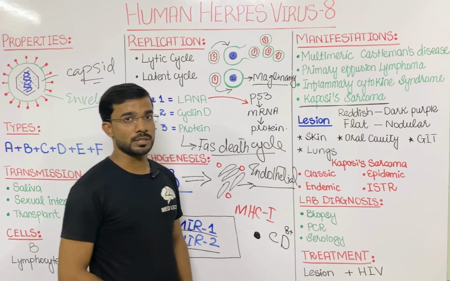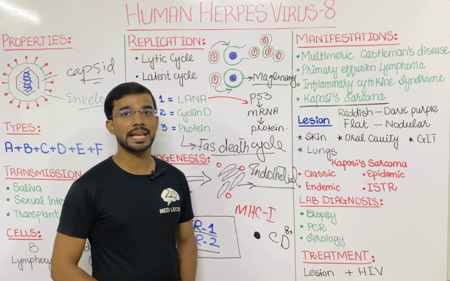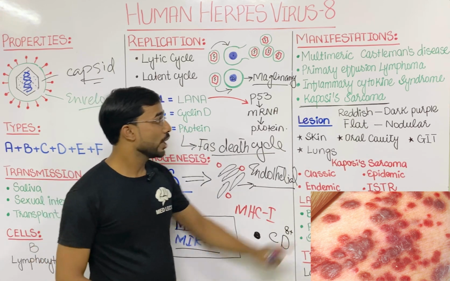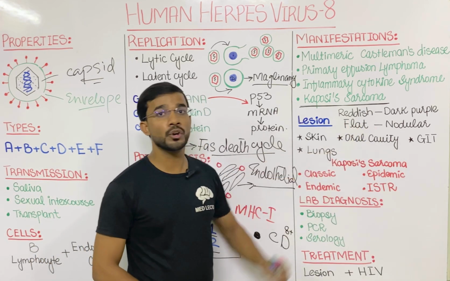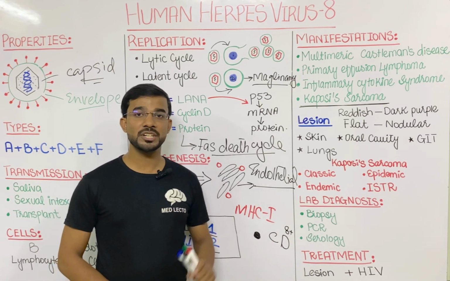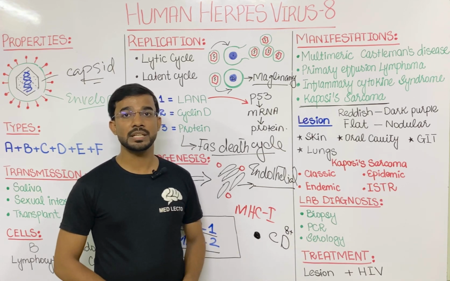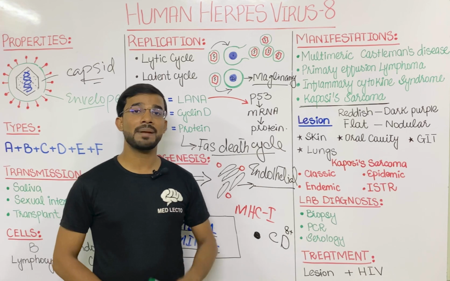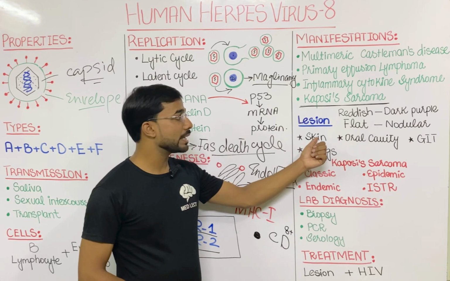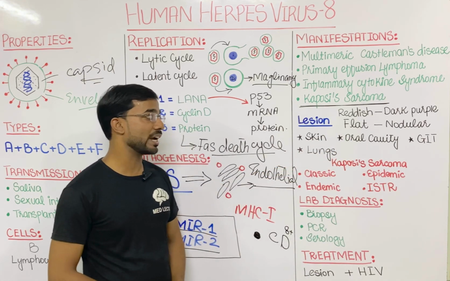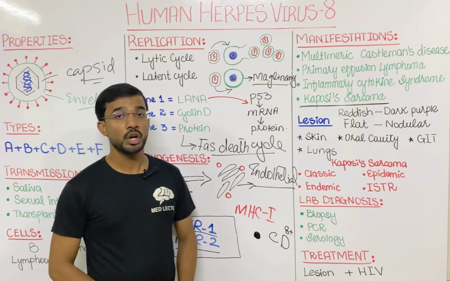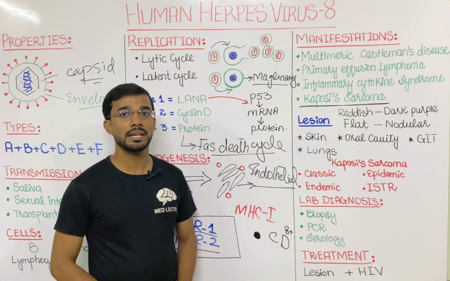If we look at the lesions, what type of lesions will you see in Kaposi sarcoma? You will see reddish to dark purple lesions. These lesions can be flat to nodular. Basically, you will see three stages of the lesions: first patch formation, after that plaque formation, and after the plaque you will see the formation of nodules on the skin. They can be produced on the skin, in the oral cavity, the GIT tract, and the lungs. So basically these are the locations where you will see the lesions caused by human herpes virus 8.